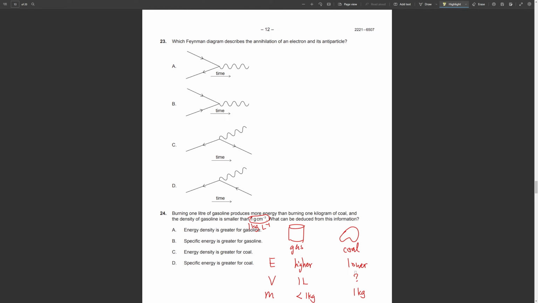Let's take a look at the energy released by coal. We burned 1 kg, but there is less energy. We burn less than 1 kg of gasoline, but there is even more energy. Therefore, the energy is very compact and concentrated in the gasoline. The answer is B. The specific energy is very high for gasoline. Specific energy is defined as the energy stored per unit mass.